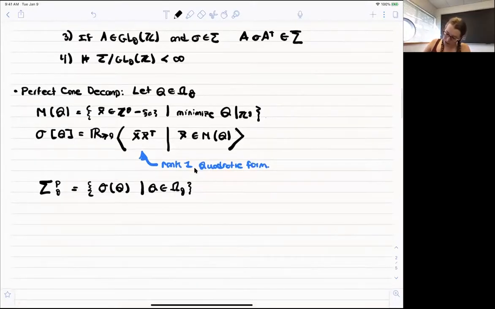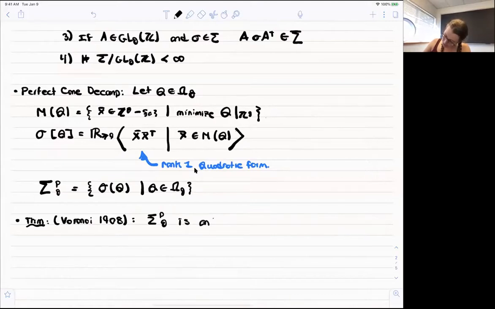It's the result of Voronoi from 1908 that sigma upper p lower g is in fact an admissible decomposition.